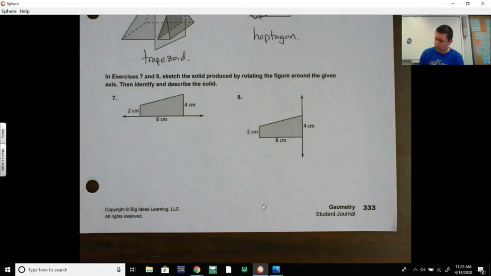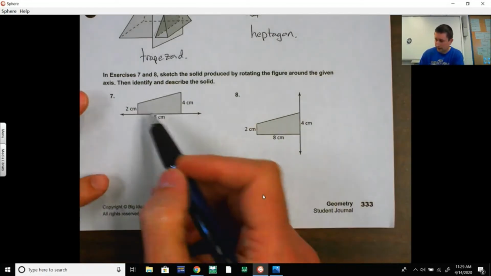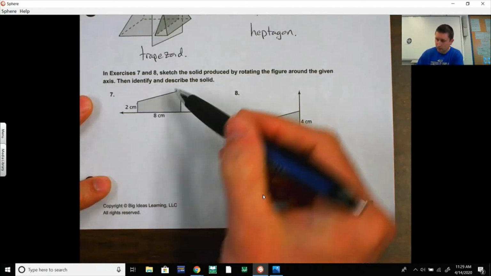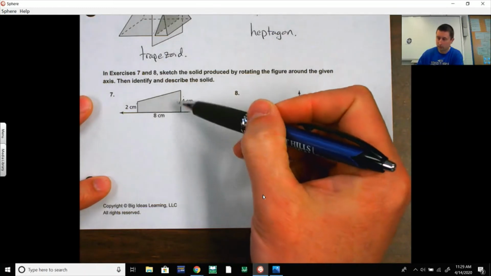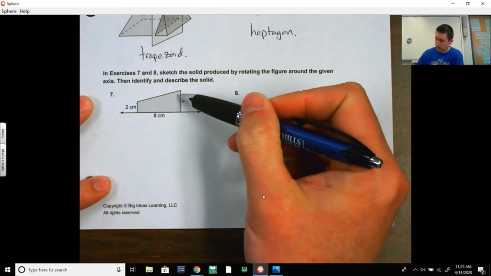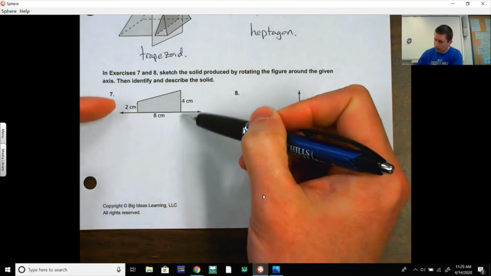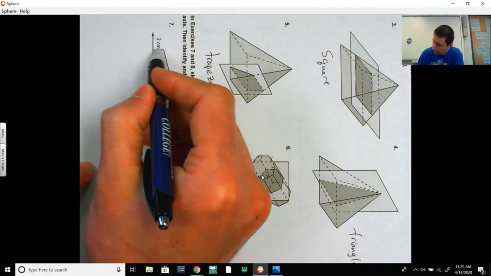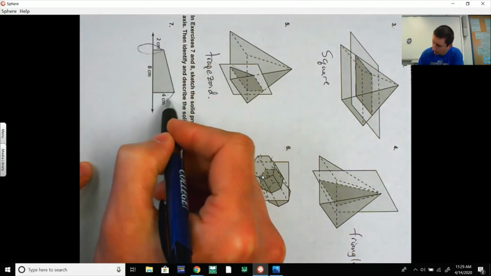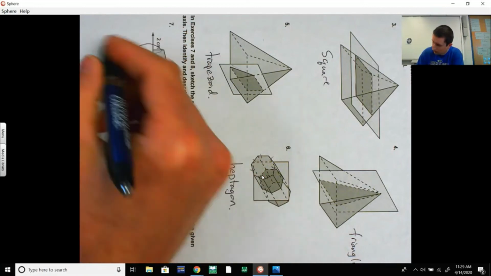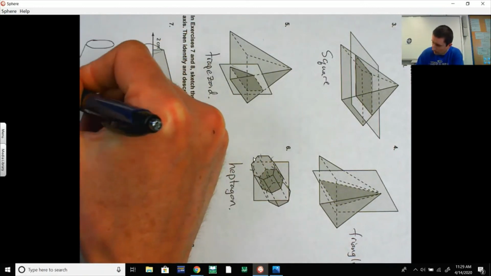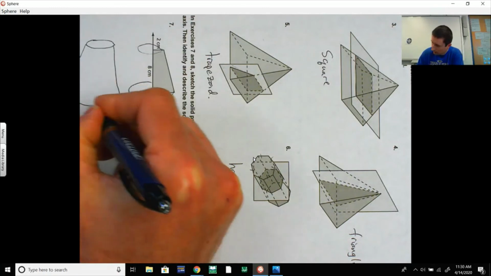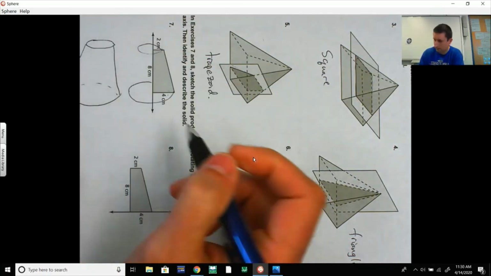Finally, sketch the solid produced by rotating the figure around the given axis. Then identify and describe the solid. So what we have here is we're going to take this trapezoid, and they want us to rotate it around this axis. So we get to use our imagination, and think about what kind of shape would be formed if I rotate it around. I'm going to think of it more like this, because that helps me go left and right. So if I rotate this around, see how I draw that? Going around, I have a top and a bottom. So I have top going down to a bottom, and that'd be the back over there.